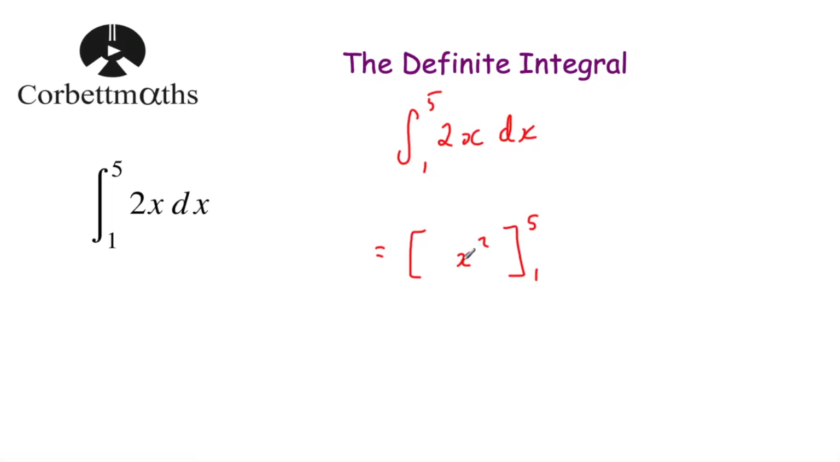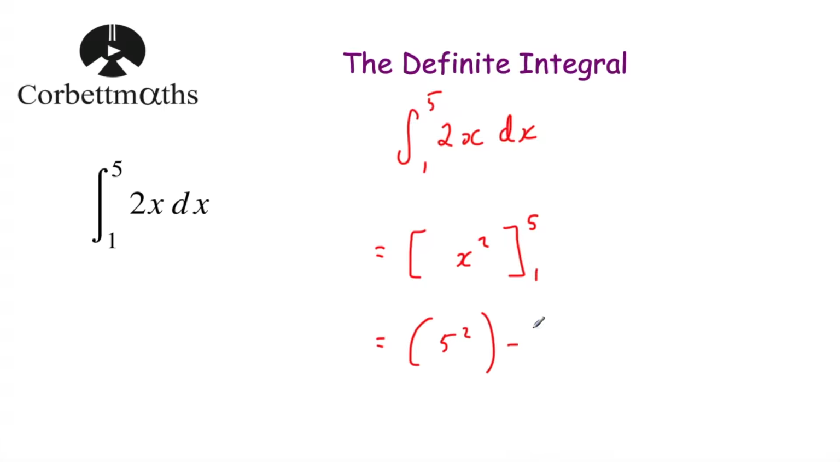We need to substitute in our limits. So we're going to substitute in 5, we're going to substitute in 1, and we're going to take them away to see what we get. So first of all, we'll substitute in the 5, the upper limit, to begin with. So we're going to substitute in 5 here. Now I've put curvy brackets here, and we're going to write 5 squared, and then close brackets.